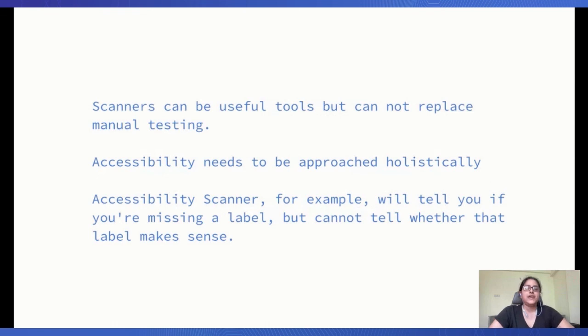Scanners can be used as tools, but they cannot replace a human testing your app for accessibility. Accessibility needs to be approached holistically because tools cannot convey whether your UI conveys semantic information simply and clearly. It can tell you that a certain element is missing a label, but it can't tell you whether the element you've added makes any sense or not. And it cannot report on how well an app supports multiple modes of interaction, like touch or voice. So we cannot just rely on tooling. We need manual testing to test our apps for being accessible.